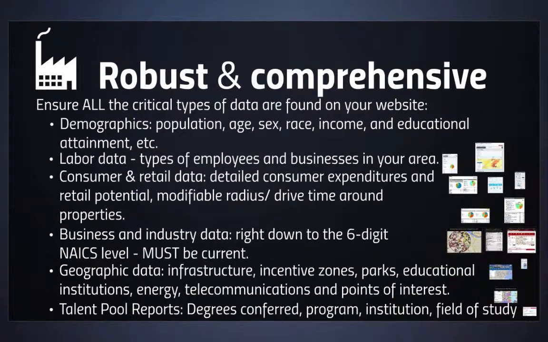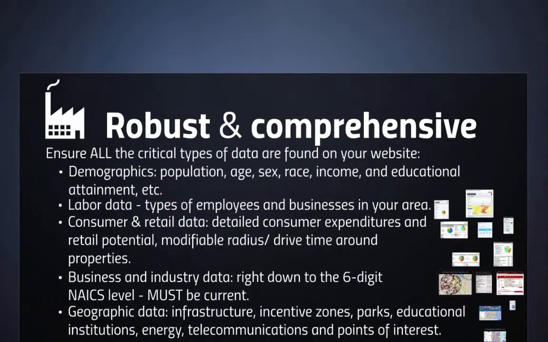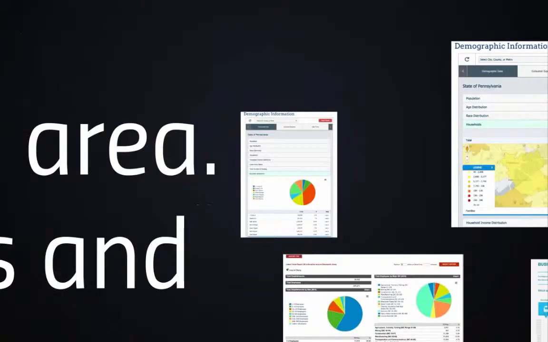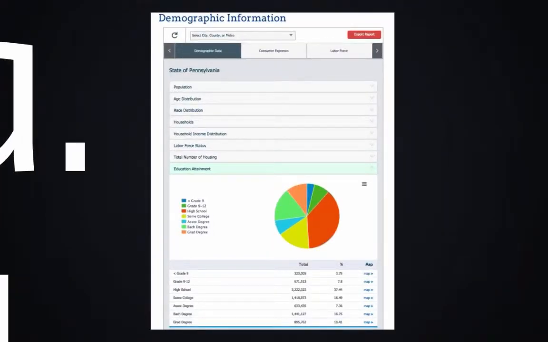Another factor about the data that we want to look at is the fact that it is robust and comprehensive. We need to ensure all the critical types of data are found on your website. So, the broad categories of things you want to think about are demographics. We want to make sure we've got the population figures, that they are updated and correct. Age, sex, race, income, educational attainment, all of that useful information. And that can, again, be drilled down.